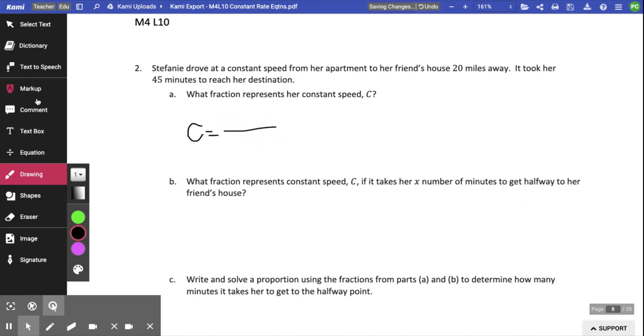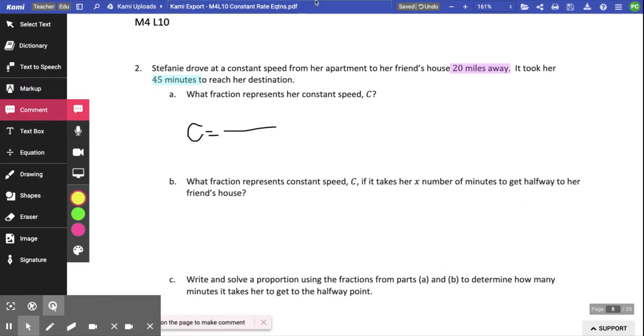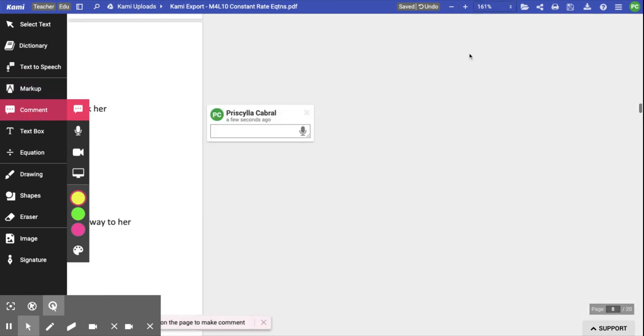So when we are working with these problems, we want to be careful that we understand what the distance is that we're being given or asked to use and what the time is. It says that Stephanie is driving to her friend's apartment that is 20 miles away. That is important, 20 miles away. And it's 45 minutes to reach her destination. So what you do want to remember is that we want distance and time.